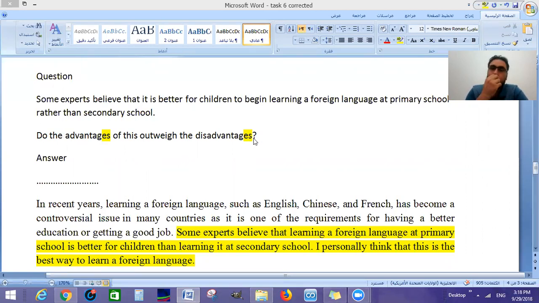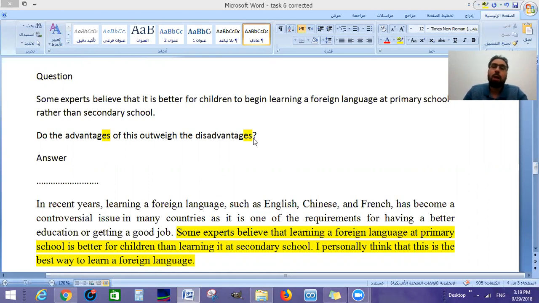So when we're dealing with a question like this, we need to make sure that we present both sides. So we're going to present the advantages and also the disadvantages. Okay, and we're going to include our opinion, which is whether the advantages outweigh the disadvantages.